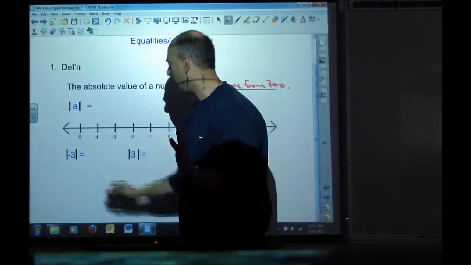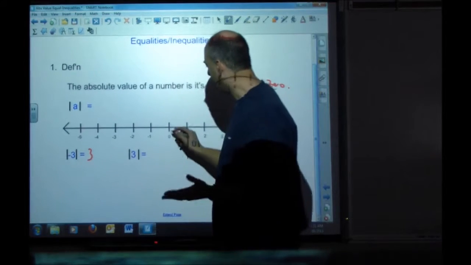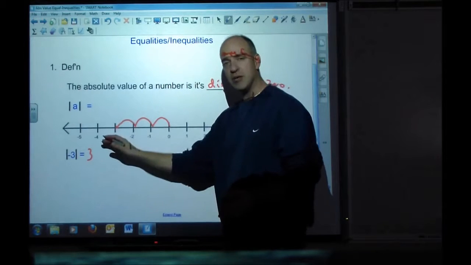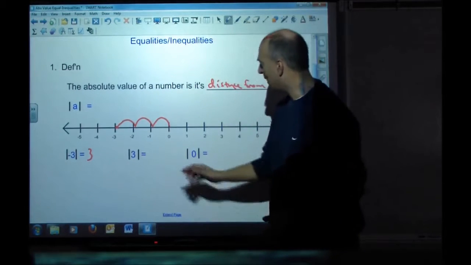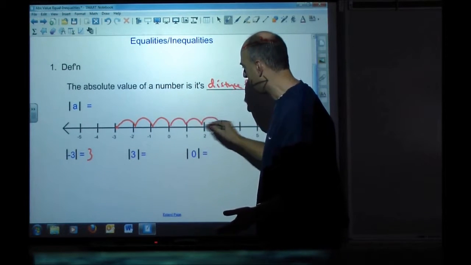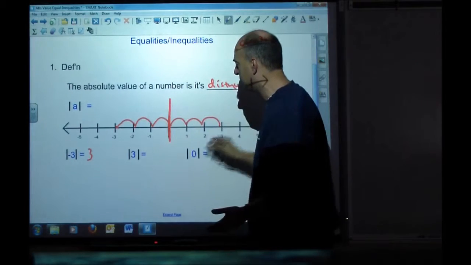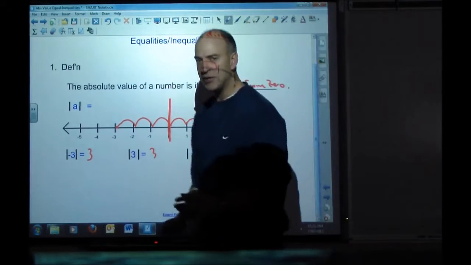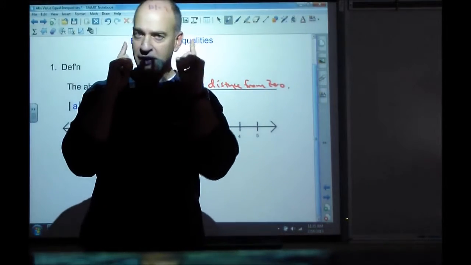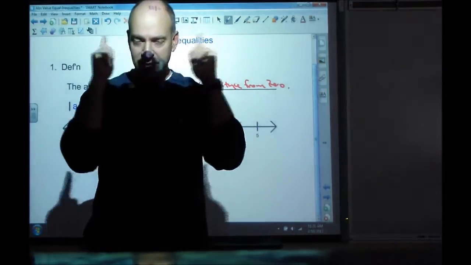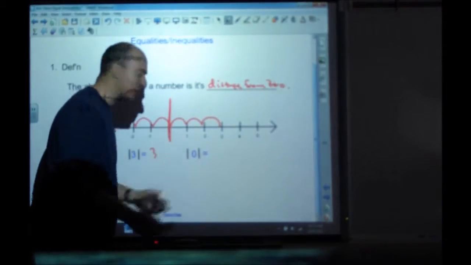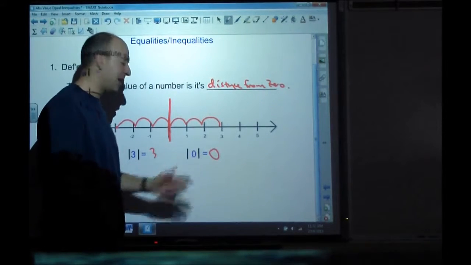So how far is -3 from 0? It's 3 away. I know it's to the left, but that doesn't matter. It's 3 units from 0. The absolute value of +3 is again 3 units from 0. It's going the other way, but that doesn't matter. It's simply how far you are from 0, and there are two separate sides, just like there are two sides to your face. I can say how far is this side from my nose, and how far is that side, and they're both the same number of inches. The absolute value of 0 is 0, because 0 is nowhere from 0. It's right at itself.